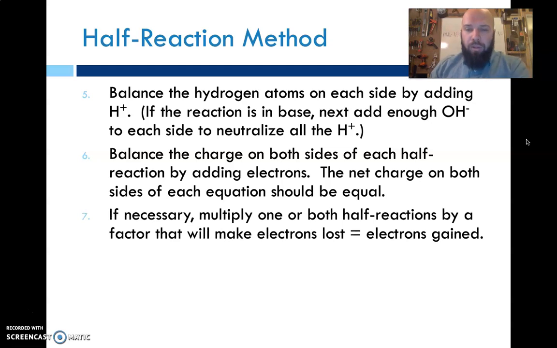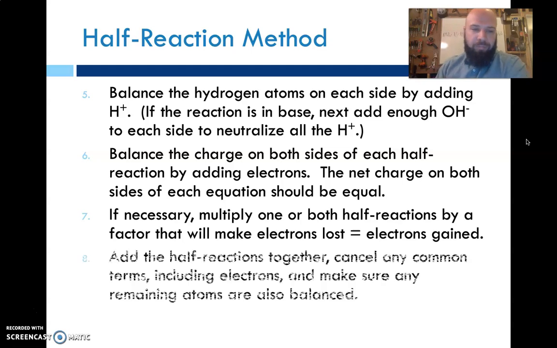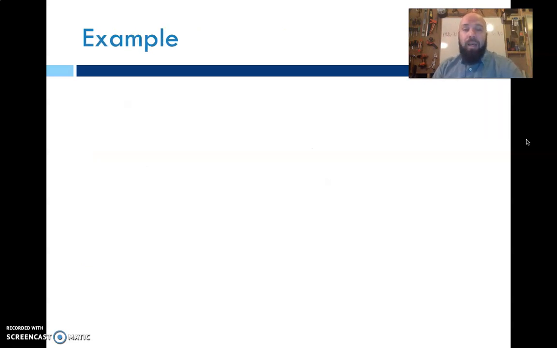If it's necessary, multiply one or both of the half reactions by a factor that will mean that the electrons are balanced. So in one half reaction, if you're gaining 3 electrons and in the other you're losing 4, you'd have to multiply the gain by 4 and the loss by 3 so that 12 electrons are being exchanged. Then add the half reactions together and cancel out any common terms to make sure that the remaining atoms are balanced. That was just going through the rules.